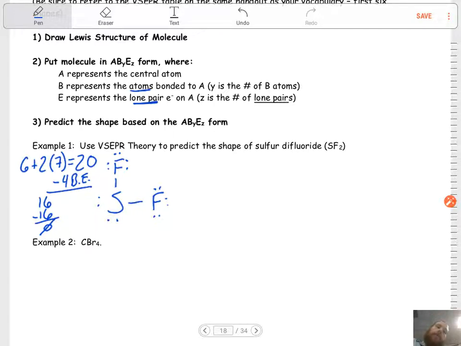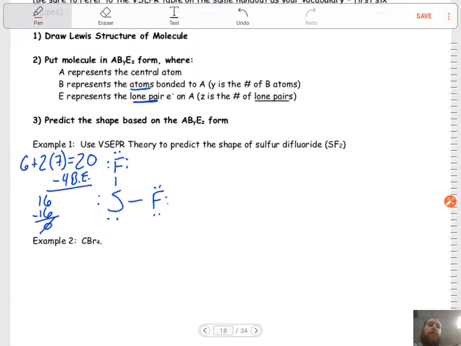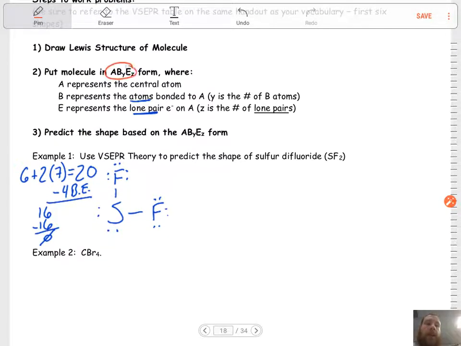Now, in the last video, this is where we would stop. We'd be like, okay, there's my structure. Now we've got to take it that step further. We have to figure out what the actual shape is going to be, and then make sure that our final drawing actually reflects that. So I'm going to use a different color to show you this process of putting it in this AB E form.